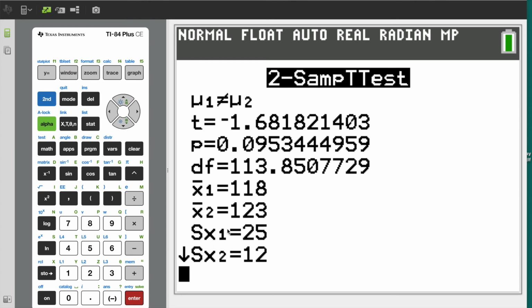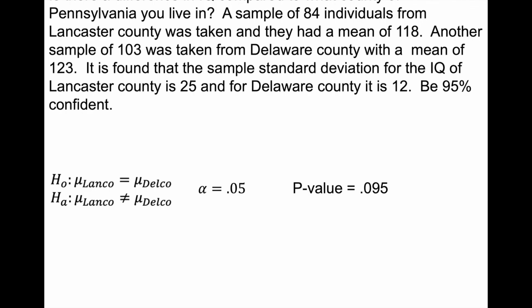It's all the same information. It's really just giving us back what we plugged in since we already had the summary stats. 0.095 is our p-value. Comparing alpha and our p-value, the p-value is bigger than our alpha. So we are going to fail to reject the null, so we side with the null. The average IQ is about the same for people in Lancaster County and Delaware County. Again, there is no evidence to show that there's a difference between the two.